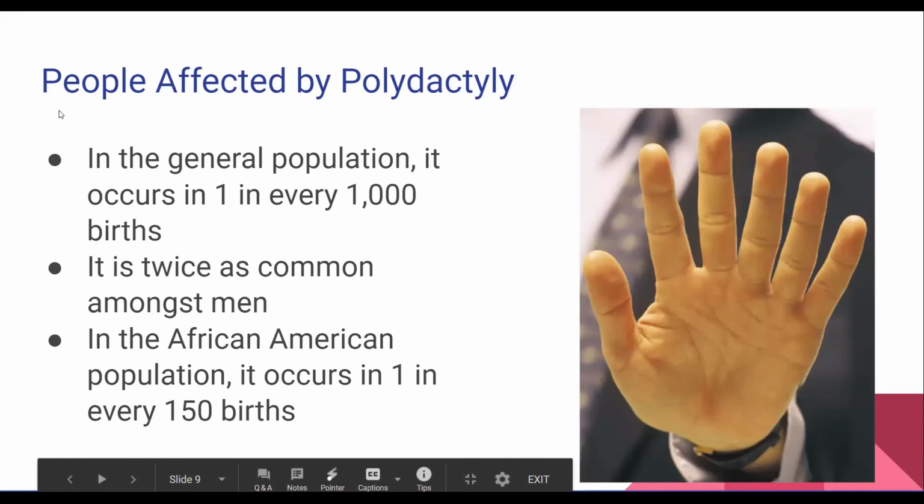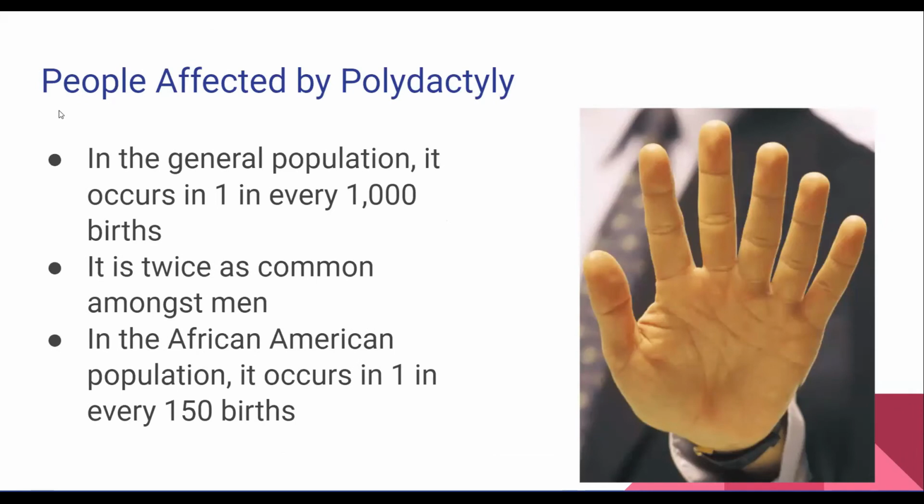Polydactyly can affect different types of people. In the general population, it occurs in 1 in every 1,000 births. However, it is twice as common amongst men, yet it is not a sex-linked trait. And finally, it presents most frequently in the African American population, occurring in 1 in every 150 births. On the right is a picture of a person who actually presents with polydactyly.